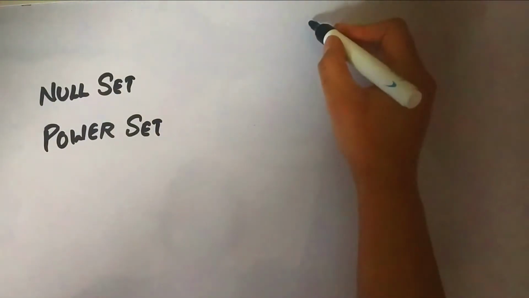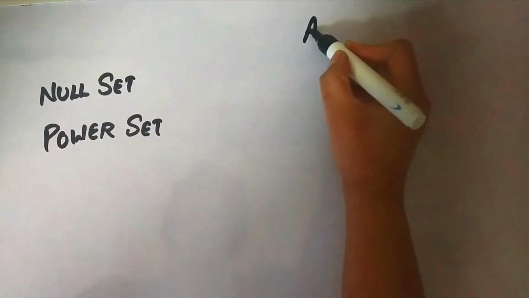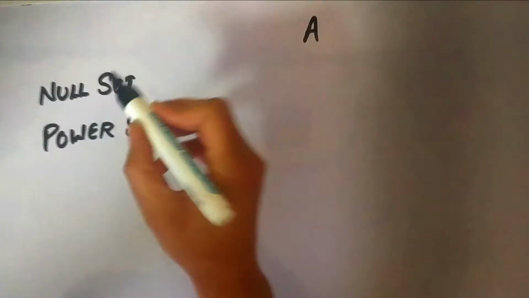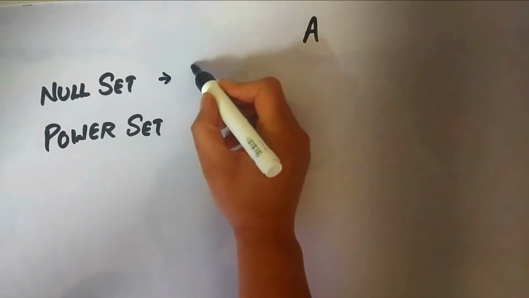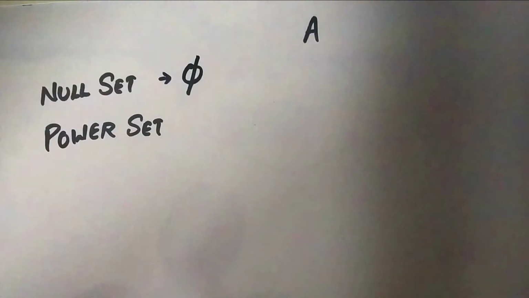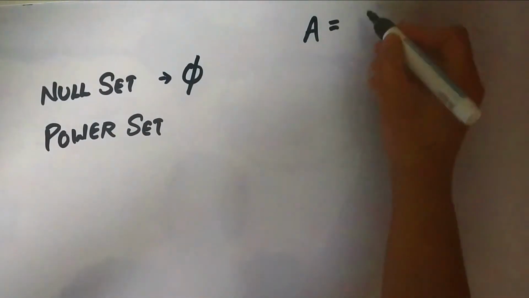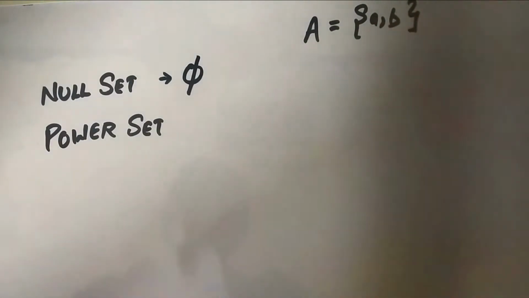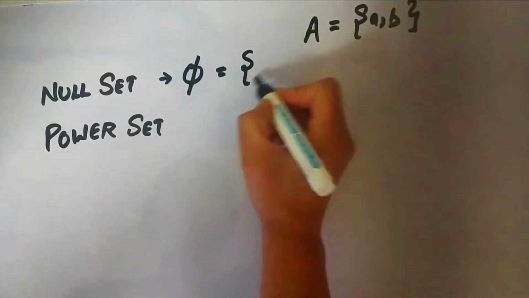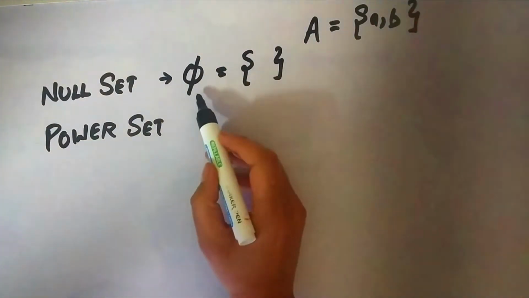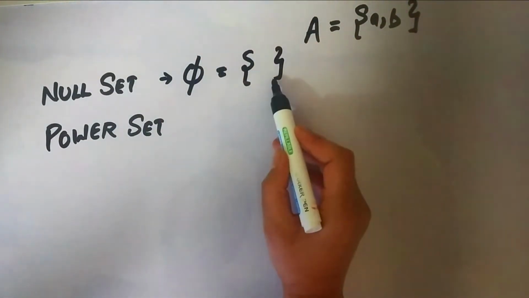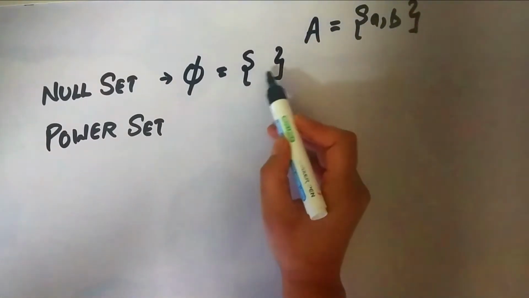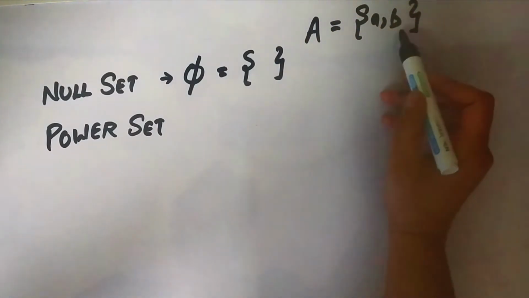Just like any other set which is named by a letter A or any capital letter of the English alphabet, null set is conventionally denoted by phi. And in list form, the null set is written like this. Null set is a set having no element. Here the cardinality is 0 because there is no element. Here the cardinality is 2.